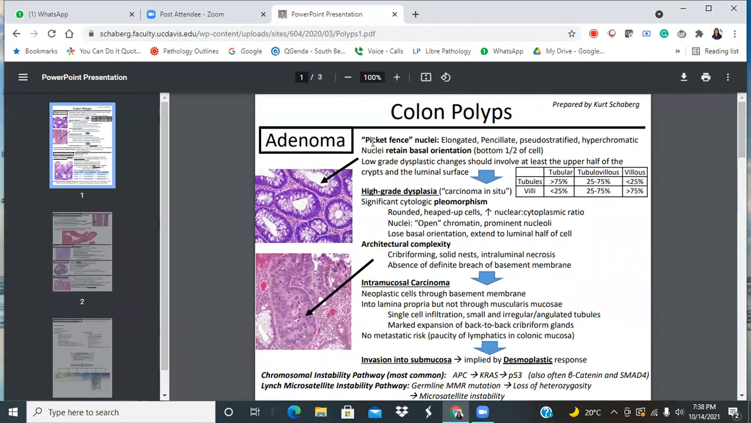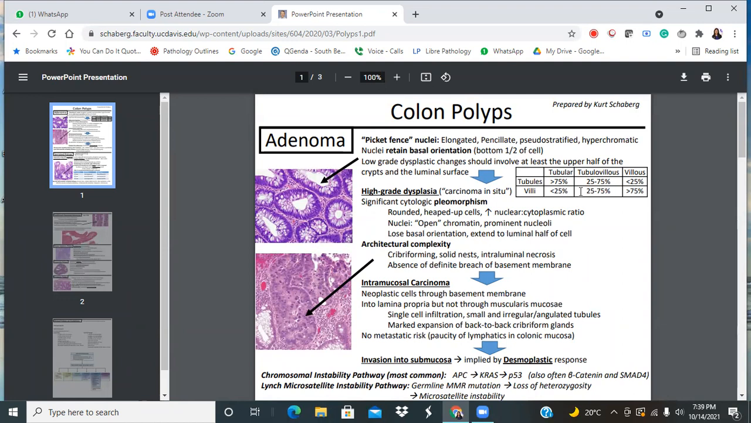Okay. Colon polyps, adenoma: picket fence nuclei, elongated, pencilated, pseudostratified, hyperchromatic. Nuclei retain basal orientation, the bottom half of the cell. Low-grade dysplastic changes should involve at least the upper half of the crypts and the luminal surface. Now, this will lead to high-grade dysplasia eventually, or carcinoma in situ: significant cytologic pleomorphism, rounded, heaped up cells, high NC ratio, nuclei with open chromatin, prominent nucleoli, loss of basal orientation, extending to the luminal half of the cell.